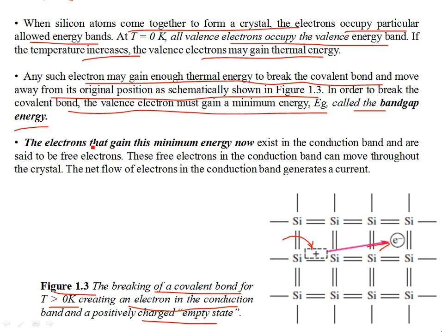If the band gap is higher, then the material is more like an insulator. You cannot easily provide energy to free electrons from the valence band across the band gap. The electrons that gain this minimum energy now exist in the conduction band and are said to be free electrons. These free electrons in the conduction band can move throughout the crystal, and the net flow of the electrons in the conduction band generates a current.